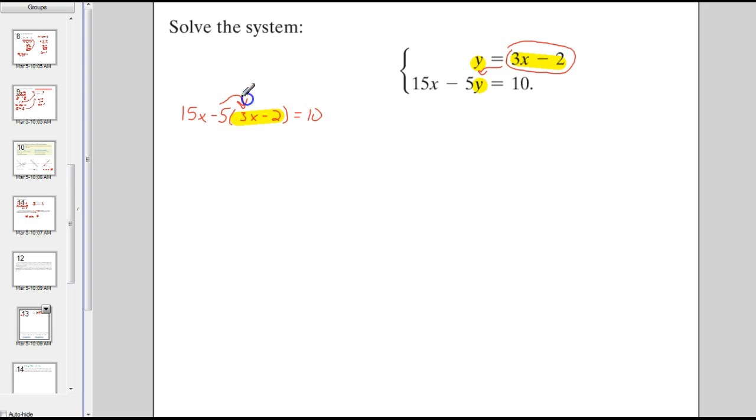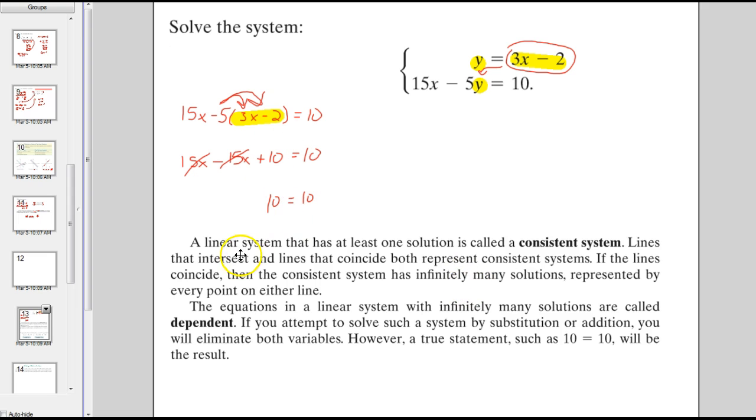So first I'm going to distribute the negative 5 through. When I distribute that through, I get negative 5 times 3 is negative 15x, and negative 5 times negative 2 is positive 10. The 15x cancels, so I'm left with 10 is equal to 10.